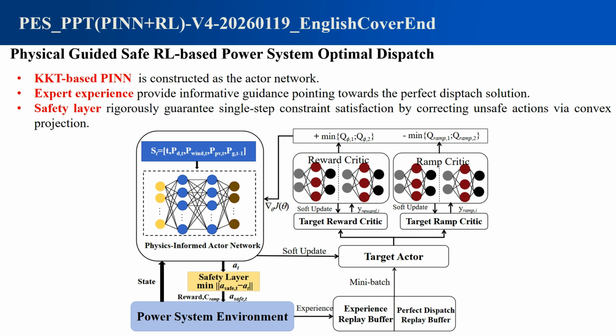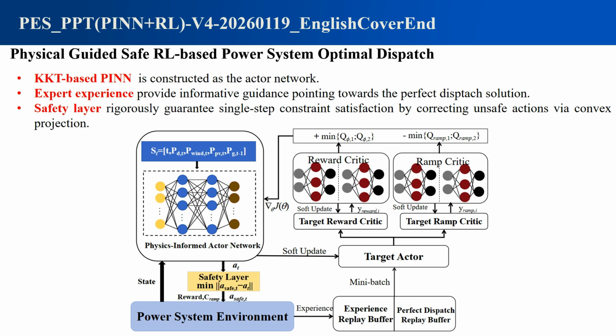The second source is expert experience. Historical and model-based perfect dispatch samples are stored in a dedicated replay buffer. They do not replace learning from interaction. They provide high-quality reference directions, especially in the early phase when a randomly initialized agent would waste many trials in low-quality regions. The third source is the safety layer. The actor may propose an action a_t, but the grid receives a corrected action a_safe,t.